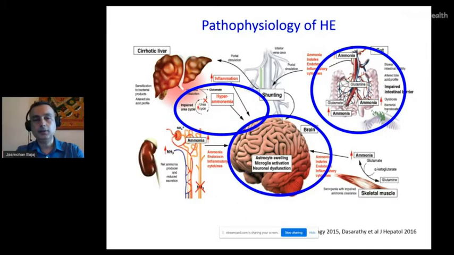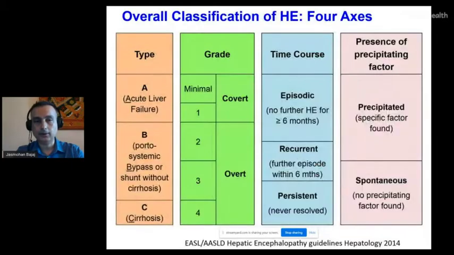So you can appreciate here, it's not just the liver and not just the brain. It is almost all systems of the body conspiring to make someone get hepatic encephalopathy. And these are the four axes of hepatic encephalopathy according to the EASL and AASLD hepatic encephalopathy guidelines. Ideally, when a patient with overt hepatic encephalopathy is admitted to the hospital, you put one from each of these axes together.